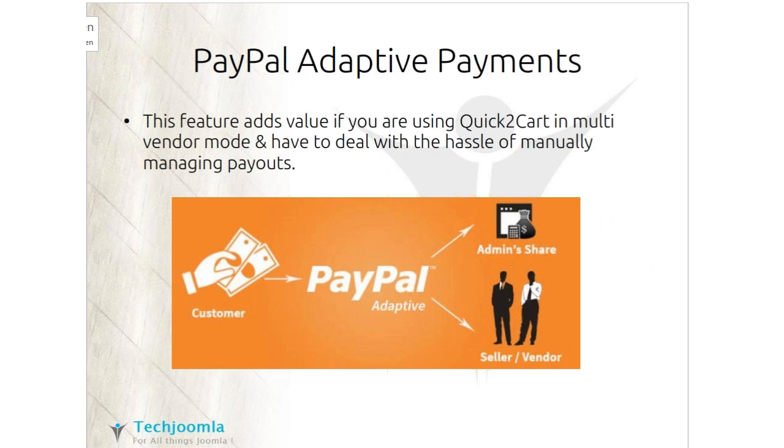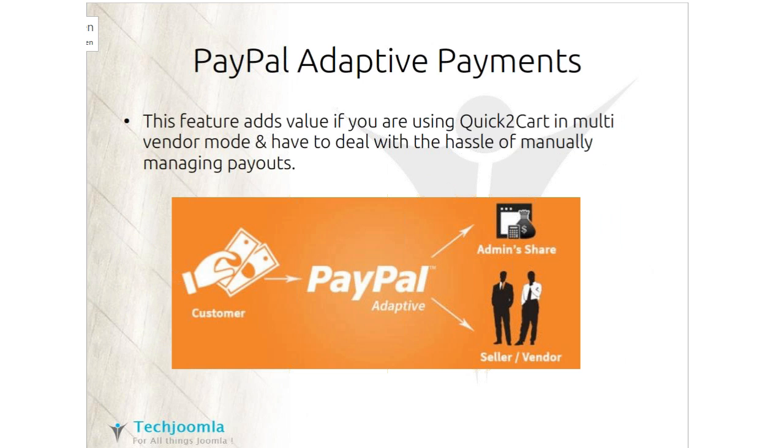This is another exciting feature for Quick2Cart. We support PayPal adaptive payments as well as adaptive payments with Stripe. That's a plugin developed by a third-party developer. With this, you can completely automate your marketplace. So typically, like you saw in the diagram earlier, when somebody buys a $100 product, $90 goes to the seller, while $10 is the admin share.